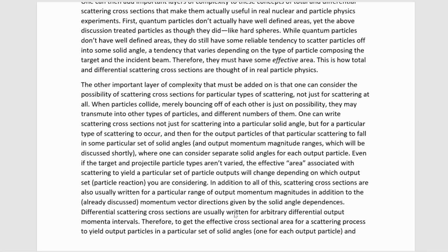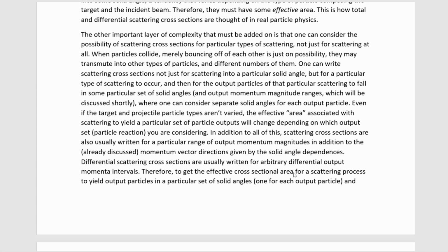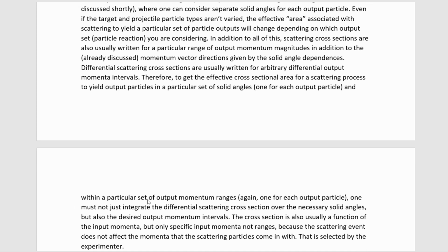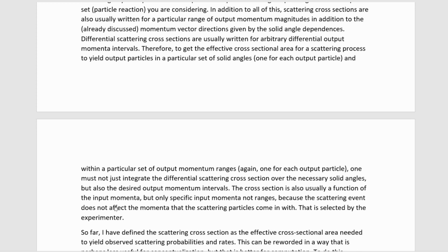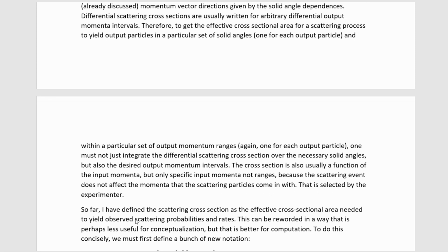Differential scattering cross-sections are usually written for arbitrary differential output momentum intervals. Therefore, to get the effective cross-sectional area for a scattering process to yield output particles in a particular set of solid angles, one for each particle, and within a particular set of output momentum ranges, again one for each particle, one must not just integrate the differential scattering cross-section over the necessary solid angles, but also the desired output momentum intervals. The cross-section is also usually a function of the input momenta, but only specific input momenta, not ranges, because the scattering event does not affect the momenta that the scattering particles come in with. That is selected by the experimenter.